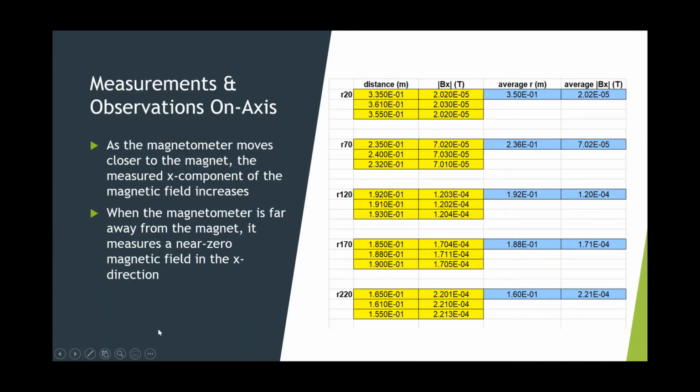I then measured and observed for on axis. As the magnetometer moved close to the magnet, the measured x component of the magnetic field increased. When the magnetometer was far from the magnet, it measured a near zero magnetic field in the x direction. I recorded distances where the x component of the magnetic field of the bar magnet was equal to 20 microtesla, 70 microtesla, 120 microtesla, 170 microtesla, and 220 microtesla. These distances allowed me to determine a distance dependence n.